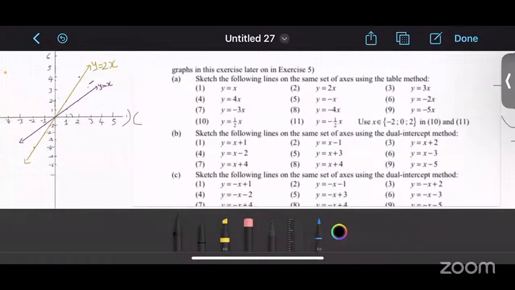Langelihle, is that you? Yes, ma'am, it's me. Okay, let's have you give us the coordinates for number 3, and also take us through how you would draw the line y is equal to 3x.